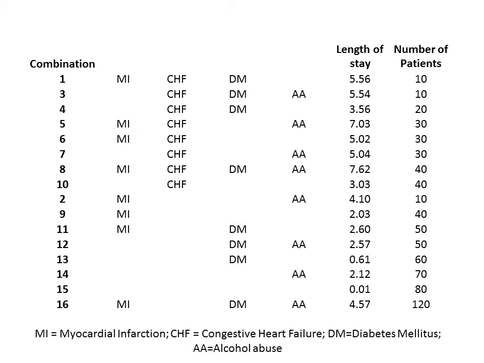Here are the data we will work with. In this example, we will assume that severity of the patient's illness is proportional to their length of stay. The first group of patients have three diagnoses: MI, congestive heart failure, and diabetes. They stay on average 5.56 days. There were 10 such patients in our medical record.